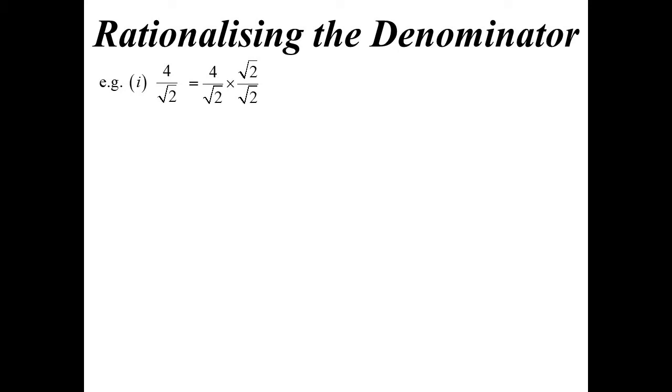So effectively we're multiplying by 1. So we end up with 4 root 2 on 2. Oh, but 2 and 4 cancel, 2 root 2.